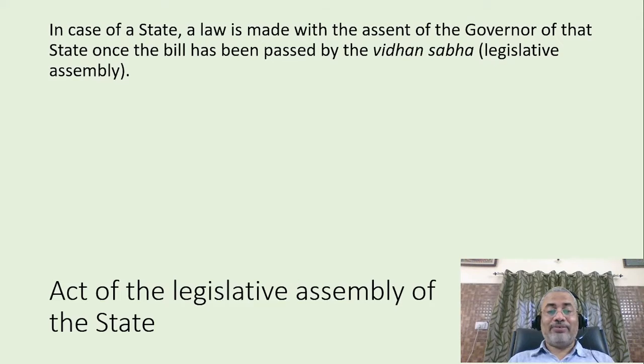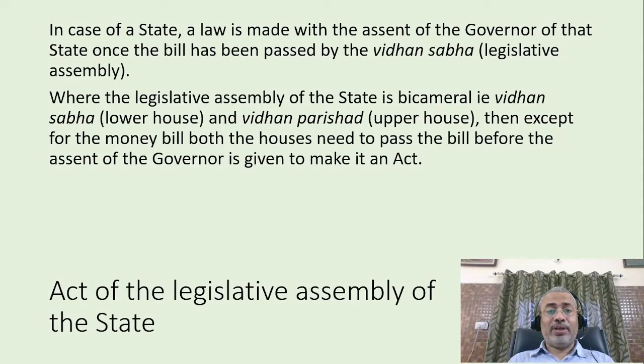Act of the Legislative Assembly of the state. In case of a state, a law is made with the assent of the governor of that state once the bill has been passed by the Vidhan Sabha, the Legislative Assembly of that state. Where the legislature of the state is bicameral, that is, having both lower and upper house as Vidhan Sabha and Vidhan Parishad, then except for the money bill, both houses need to pass the bill before the assent of the governor is given to make it an act.